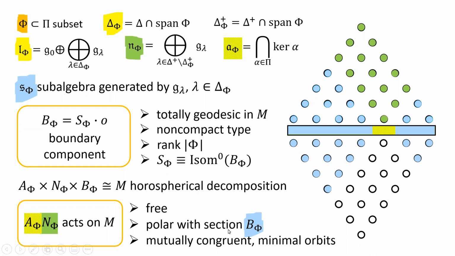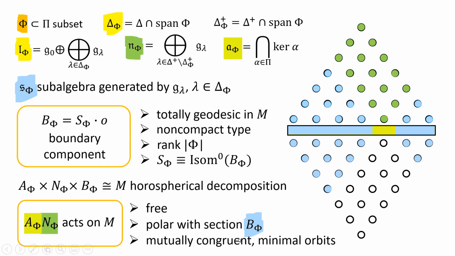In this case, the section is B phi. Recall that B phi was totally geodesic. In this case, each orbit intersects the section only once. And moreover, all orbits are mutually congruent and minimal, zero constant mean curvature.